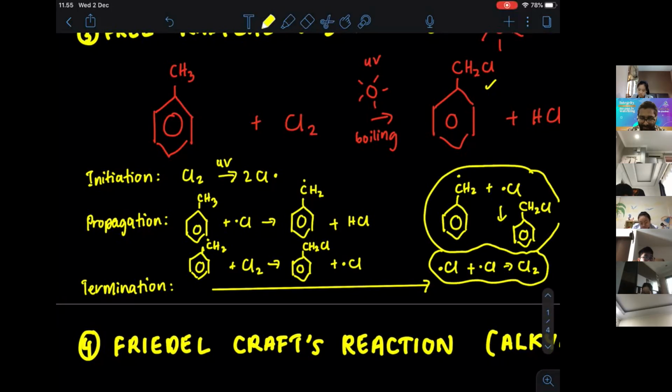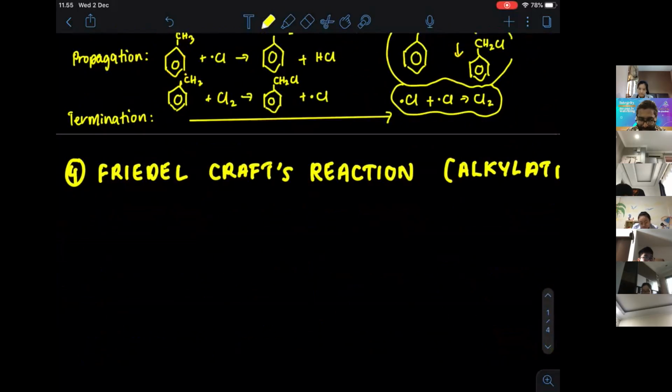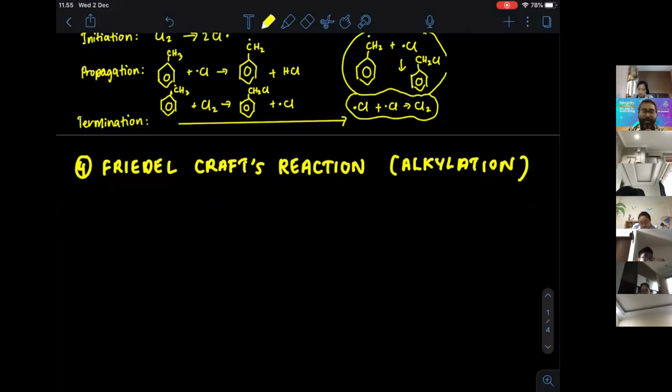Next is what we have learned recently, about the Friedel-Crafts reaction. So there are two types of Friedel-Crafts reaction. One is going to be alkylation. Another one is going to be, I will talk about it later, acylation.